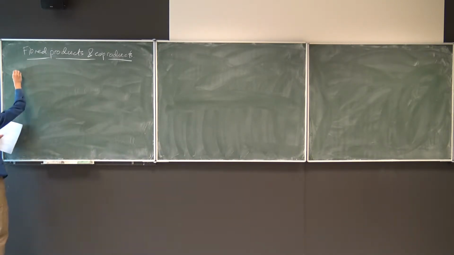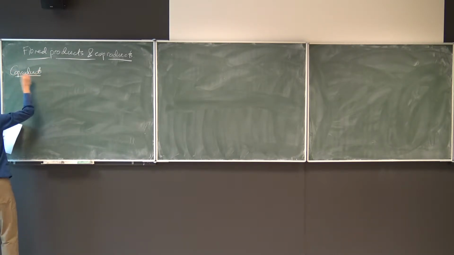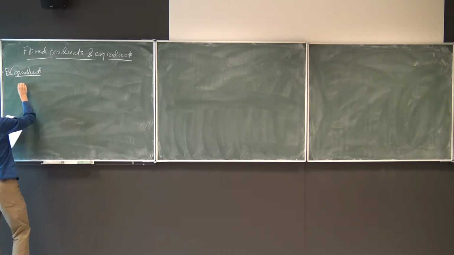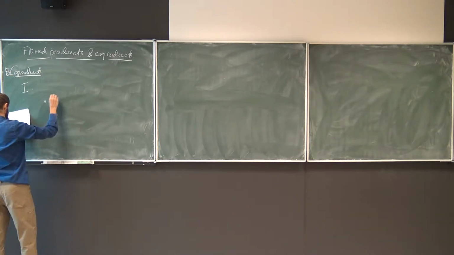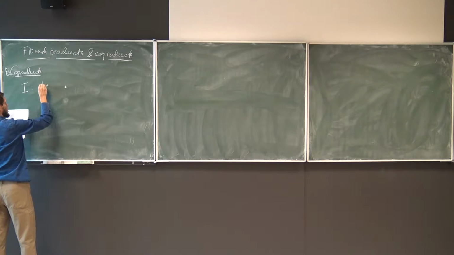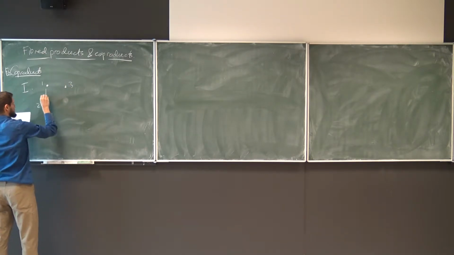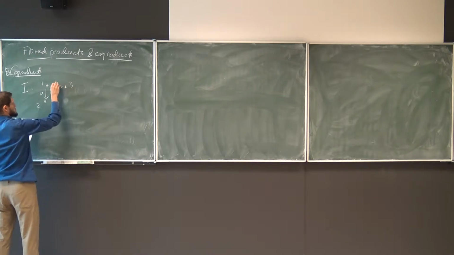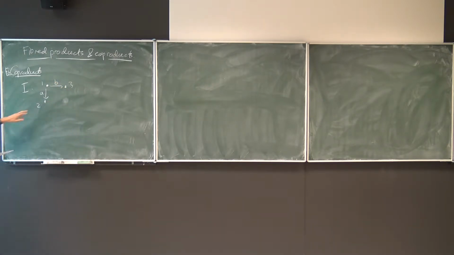Let's start with co-products, or fiber co-products. So here our diagram is going to have three objects, say 1, 2, and 3. And it's going to have two morphisms: A goes from 1 to 2, and B goes from 1 to 3.